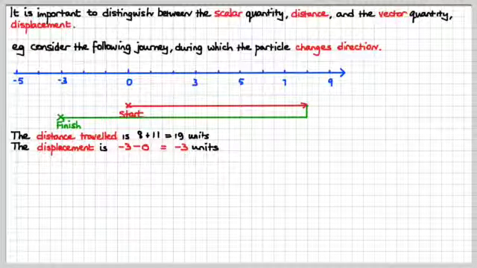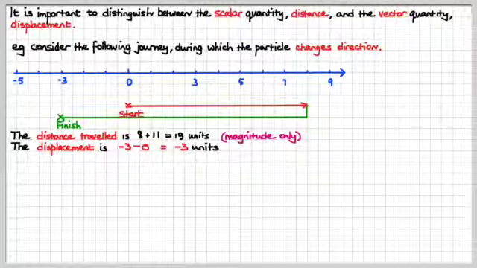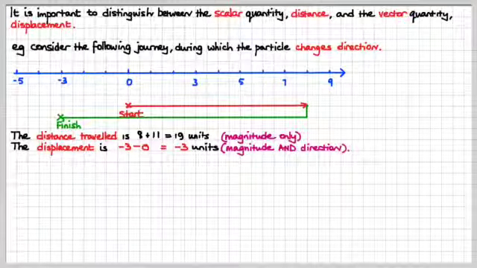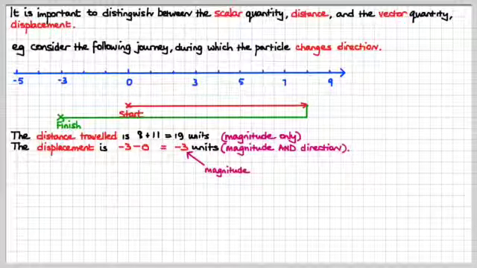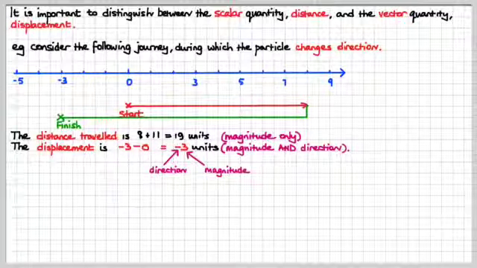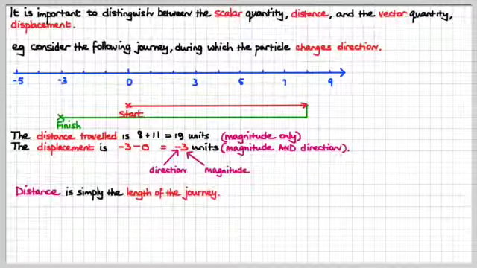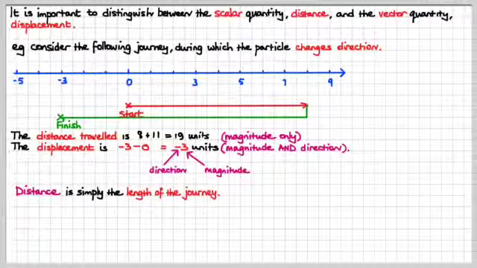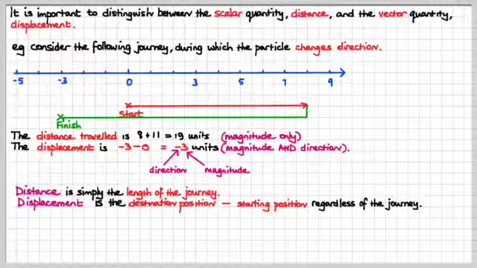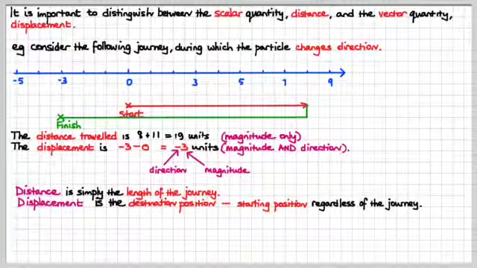If it all went in the same direction and never turned around at all, then the distance would be the same as the displacement. Distance has a magnitude only, while displacement has a magnitude and a direction, because displacement is a vector and distance is only a scalar. Magnitude, direction, yes? Are you getting this? Great. So distance is simply the length of the journey, and displacement is the destination position minus the starting position, regardless of what happens in between.